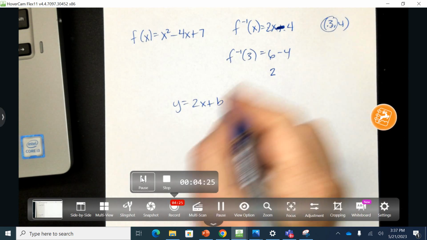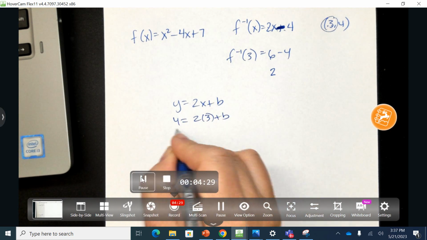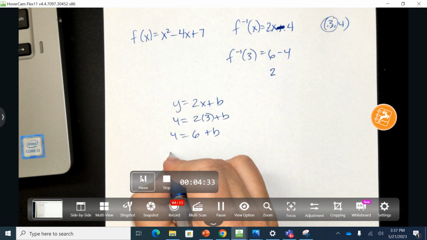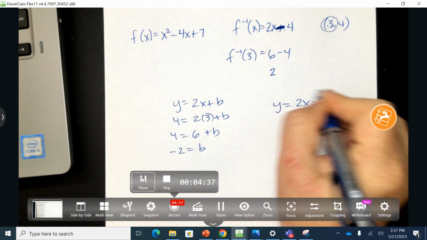All right, I'm going to plug in 3 now for my x, and 4 for my y. 4 equals 6 plus b. I subtract 6 to the opposite side. I get negative 2 equals b. So y equals 2x minus 2.